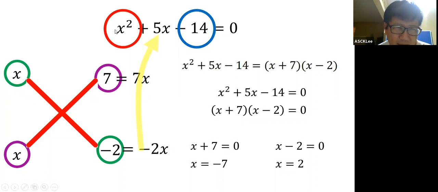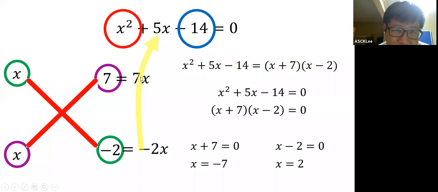You get x squared equals x times x. Then the other one is minus 14, which you get from 7 times minus 2. Now the middle term here, the 5x, is only used for checking. I like to stress this because we have covered maybe 5, 6, 7 questions already, maybe more than that. So you have to know that the role of this 5x, the middle term, is for checking.